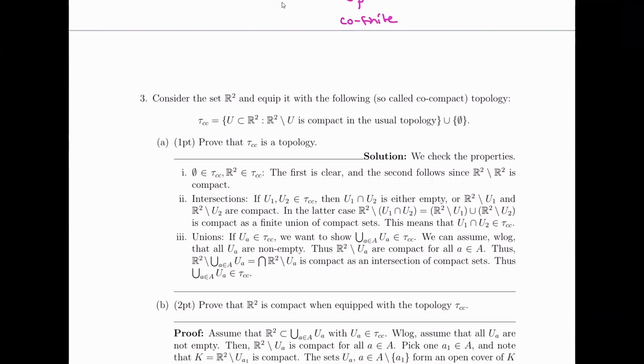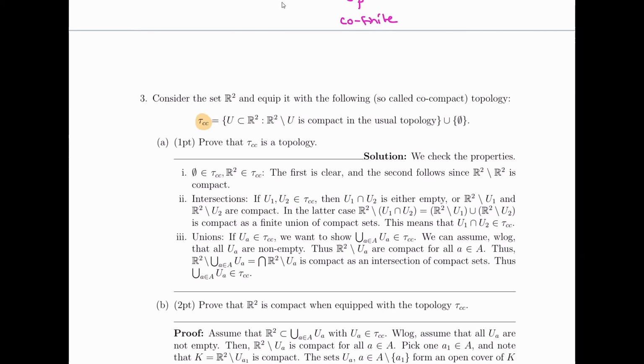Now, the next problem was about this co-compact topology. We had a portfolio problem related to this, and it is also a bit similar to the cofinite topology. So what can help you a lot on the exam is to try to bring in analogies, try to remember what you did in related problems, even if they were not exactly the same.